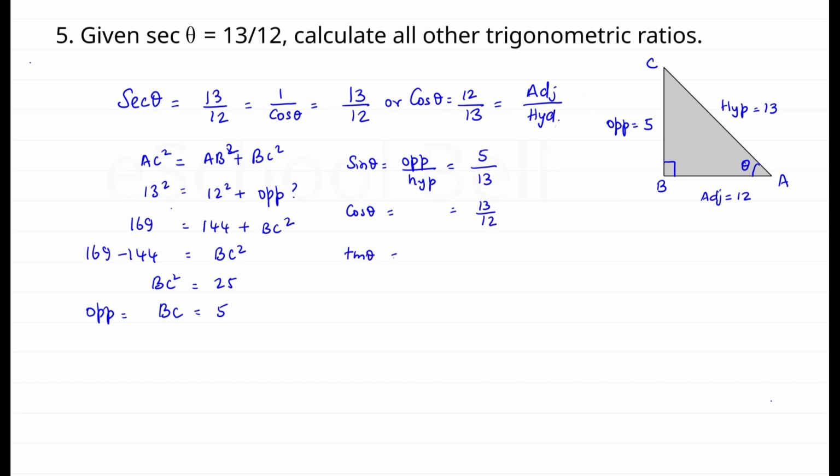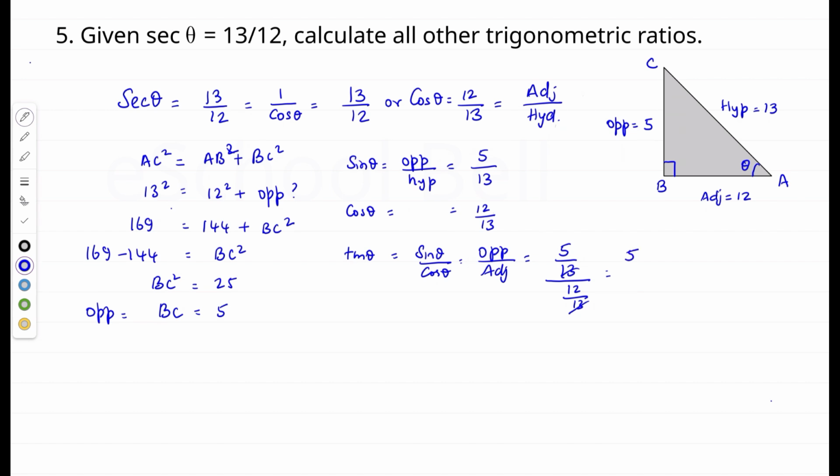Tan theta will be basically equal to sin theta by cos theta, or opposite by adjacent. I made a mistake here. Cos theta is 12 by 13. And therefore 5 by 13 divided by 12 by 13. 13 gets cancelled. So tan theta will be 5 by 12. Cot theta will be 1 by tan theta, that will be 12 by 5.